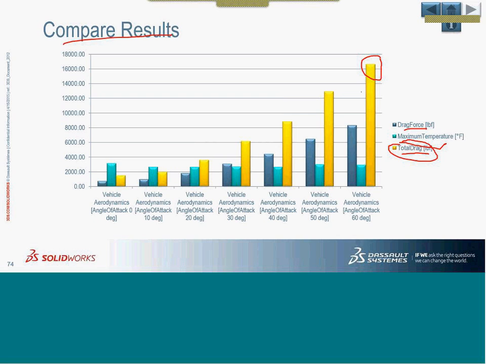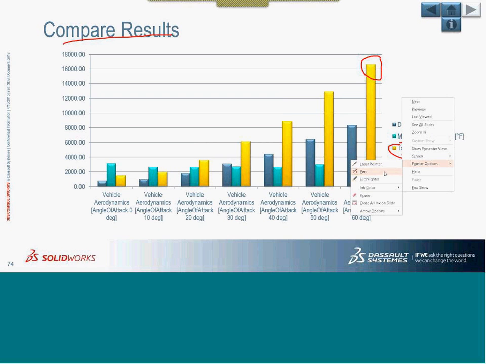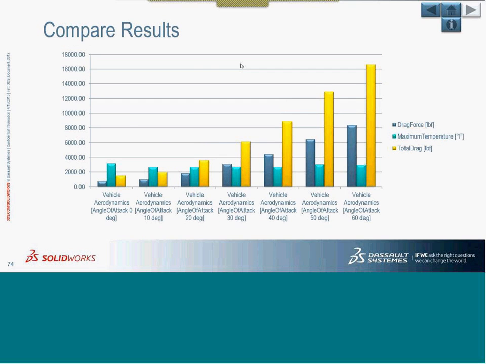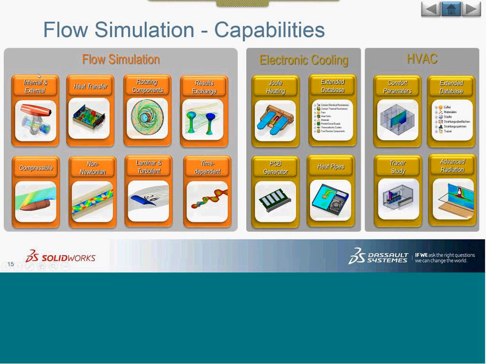Applications like signboards, buildings, wind turbines, big buildings. All those can be understood and analyzed using the flow analysis. Now let's see the second capability, which is more on heat transfer.